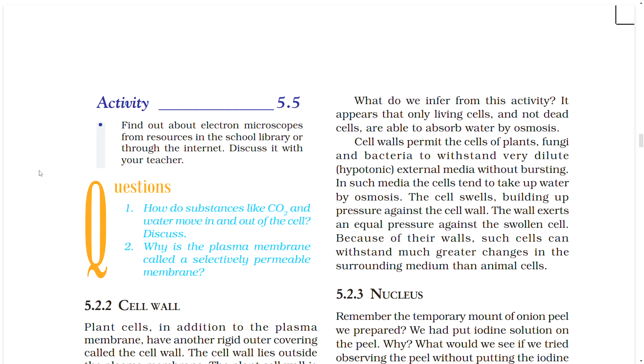Activity 5.5. Do this. Find out about electron microscopes from resources in the school library or through the internet. Discuss it with your teacher. Questions 1, 2. Comment on this.